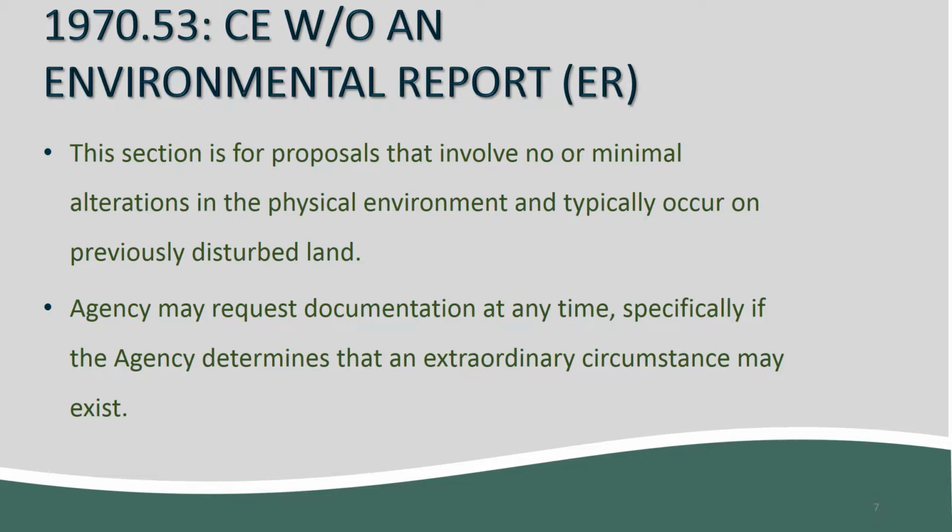The first type of categorical exclusions are 1970.53, categorical exclusions without an environmental report. So this section is intended to be for proposals that involve no or minimal alterations in the physical environment, generally or on previously disturbed land. Examples of these are renovating an existing building or actions in regards to equipment within an existing building, possibly replacement of buried, aerial, or underground cable, or adding new equipment to an existing tower or building.